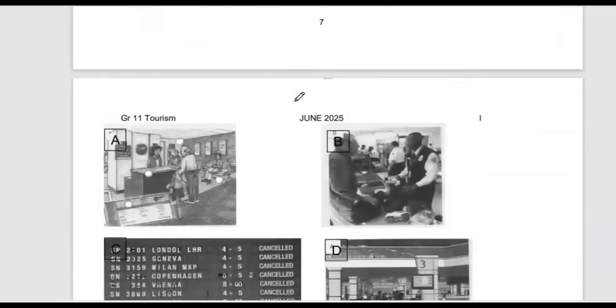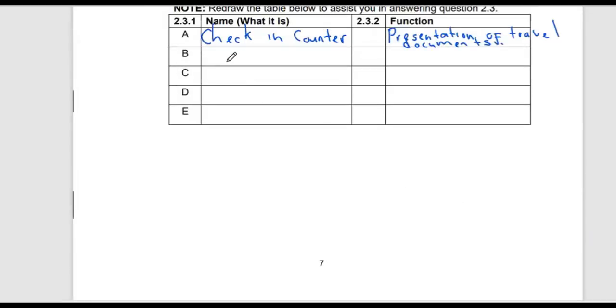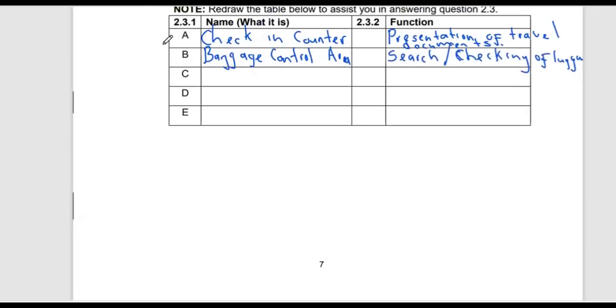Then if we move on to the next one, if you look at B, you can actually tell that that is the baggage control area. That is the place where they search, where checking of luggage happens. That is the baggage control area whereby they check the luggage.